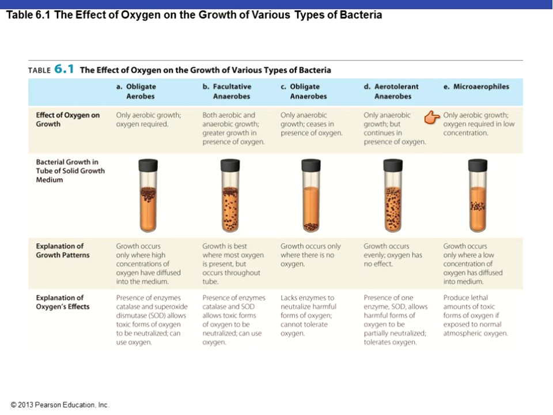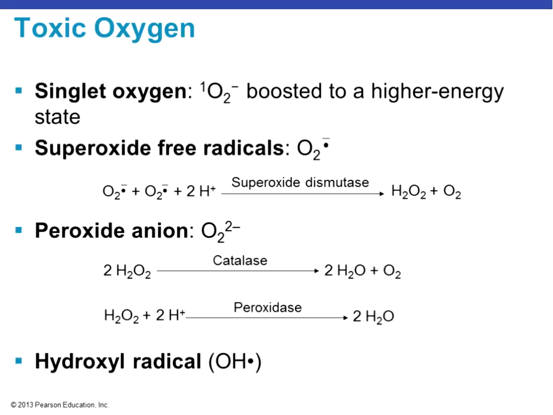And then microaerophiles, they have aerobic growth, but they can only stand a little bit of oxygen. So they can't deal with a whole lot of oxygen, just a little bit of it. And so we find those in the middle there. They can produce lethal amounts of toxic oxygen if they are exposed to normal atmospheric oxygen. So that's why they can only deal with just a little oxygen there.